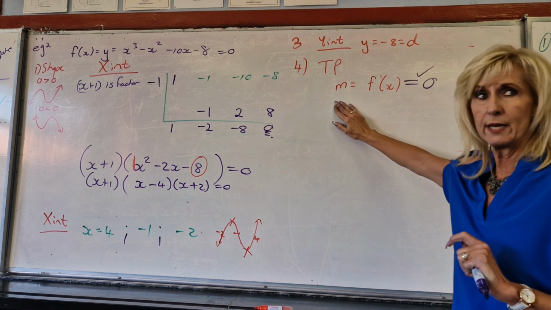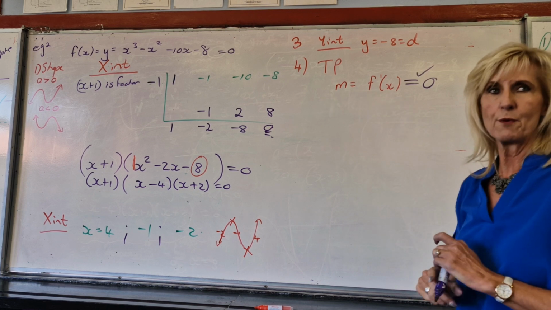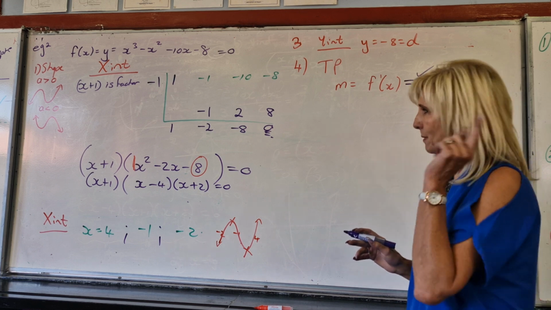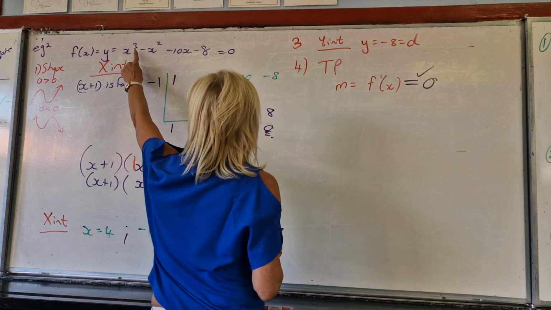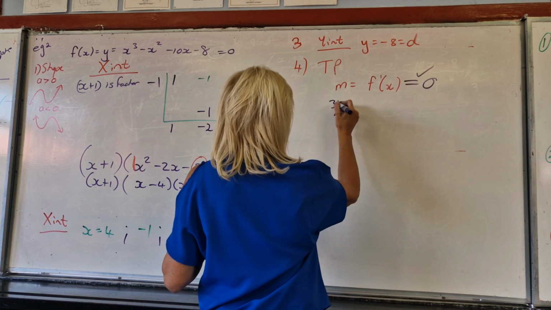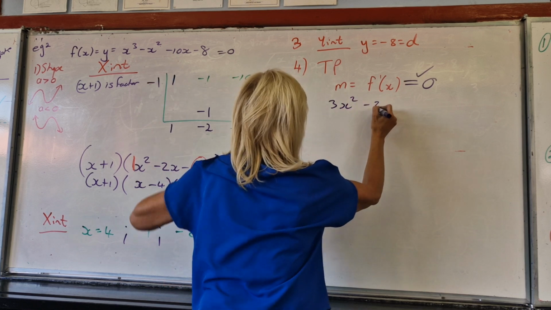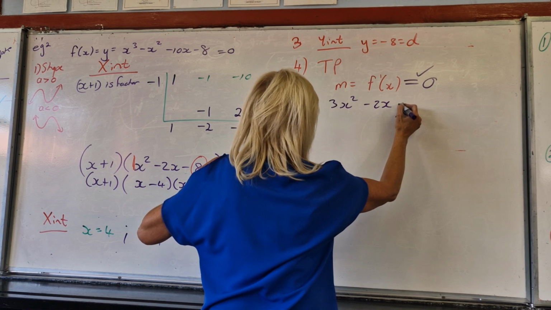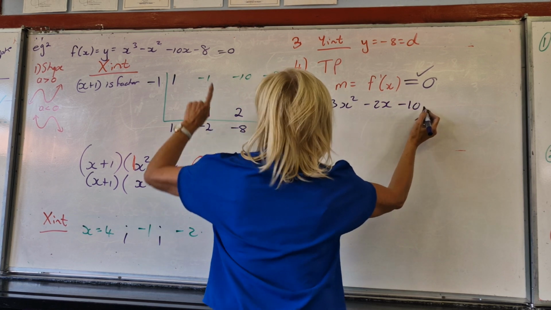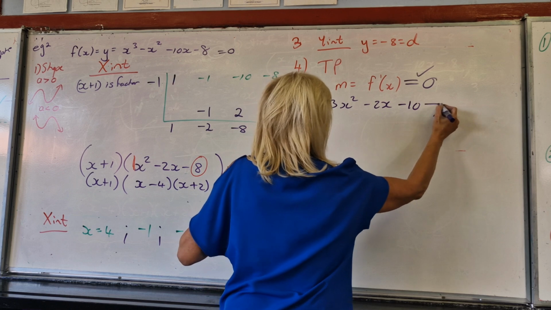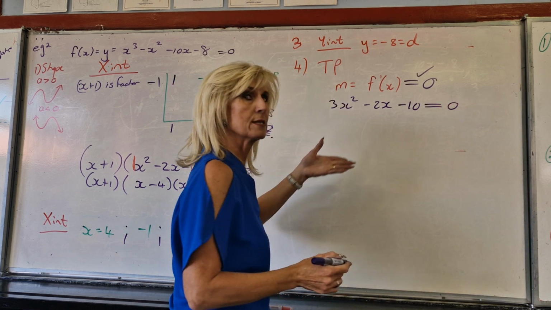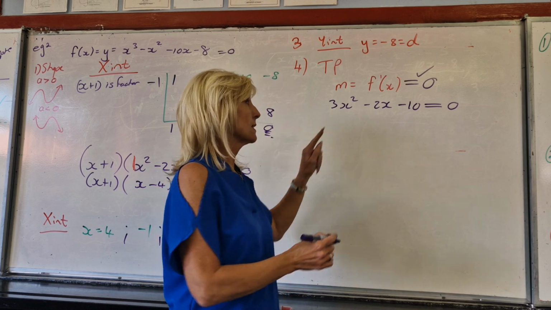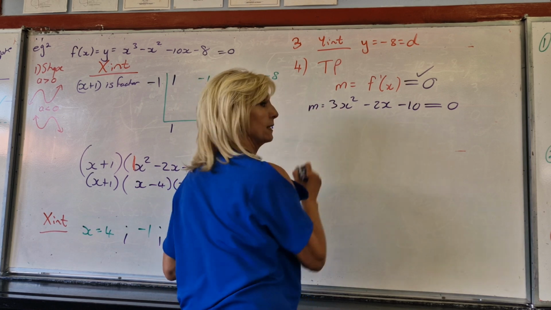And how do I get gradient? Derivative. So back to our old school quick method of factorization. Back to the front. You're going to say 3x squared, right? And then minus 2x minus 10. That's 0, right? Why do I put it equal to 0? Because this is gradient and the gradient is 0 in the turning point. This is the gradient.